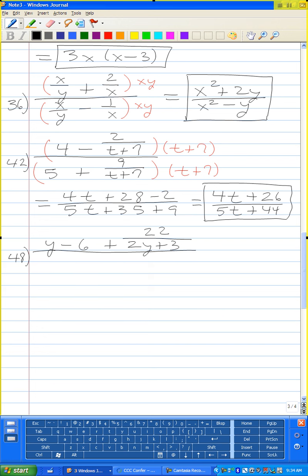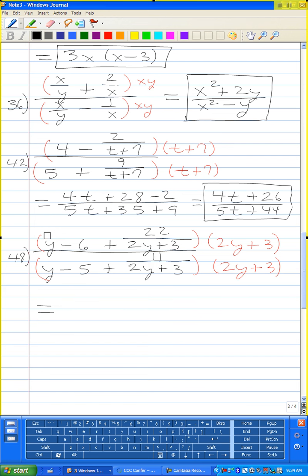So problem 48: y minus 5 plus 11 over 2y plus 3. So let me multiply and divide by 2y plus 3. Okay, so let me do that.